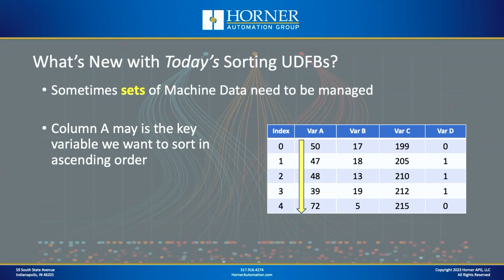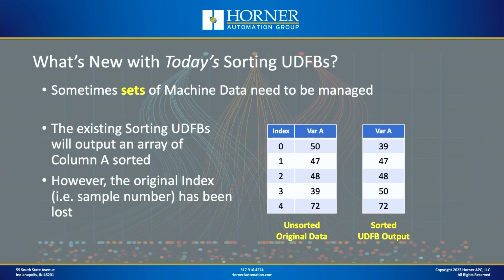We're only sorting variable A in terms of its value. But again, we're going to need to reorder B, C, and D based on the correlation with variable A. Now, if we use one of our existing sort function blocks, we can easily enough sort the variable A array, no problem, and it'll spit back a sorted array in the proper order. If we want to sort it up, it spits back the data sorted up.